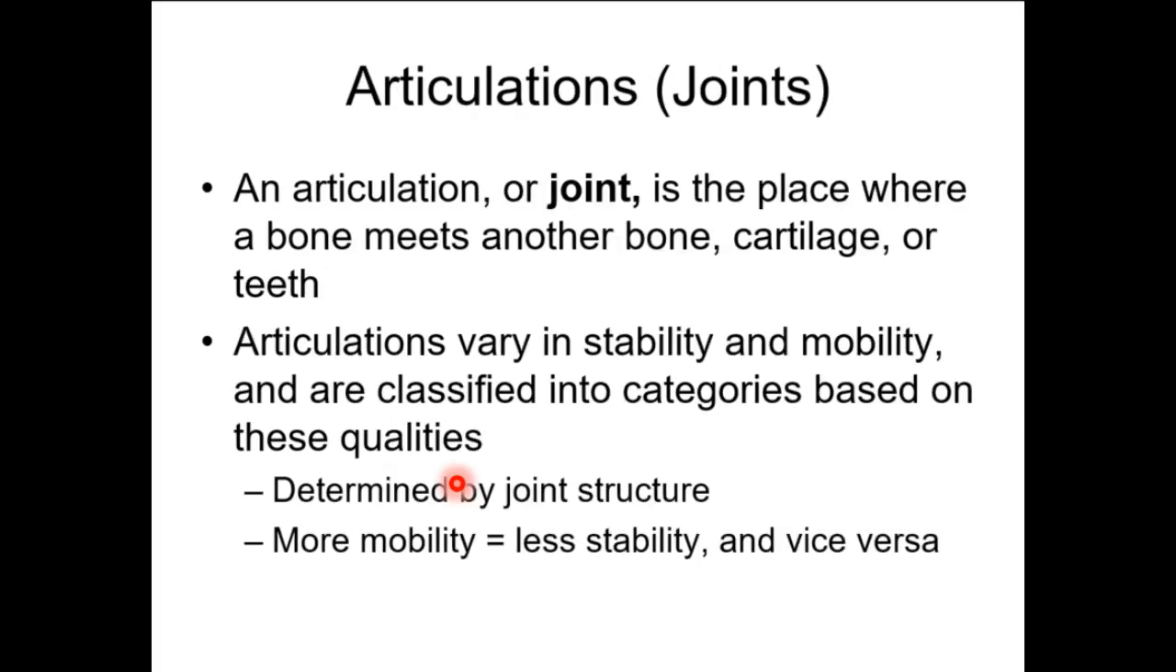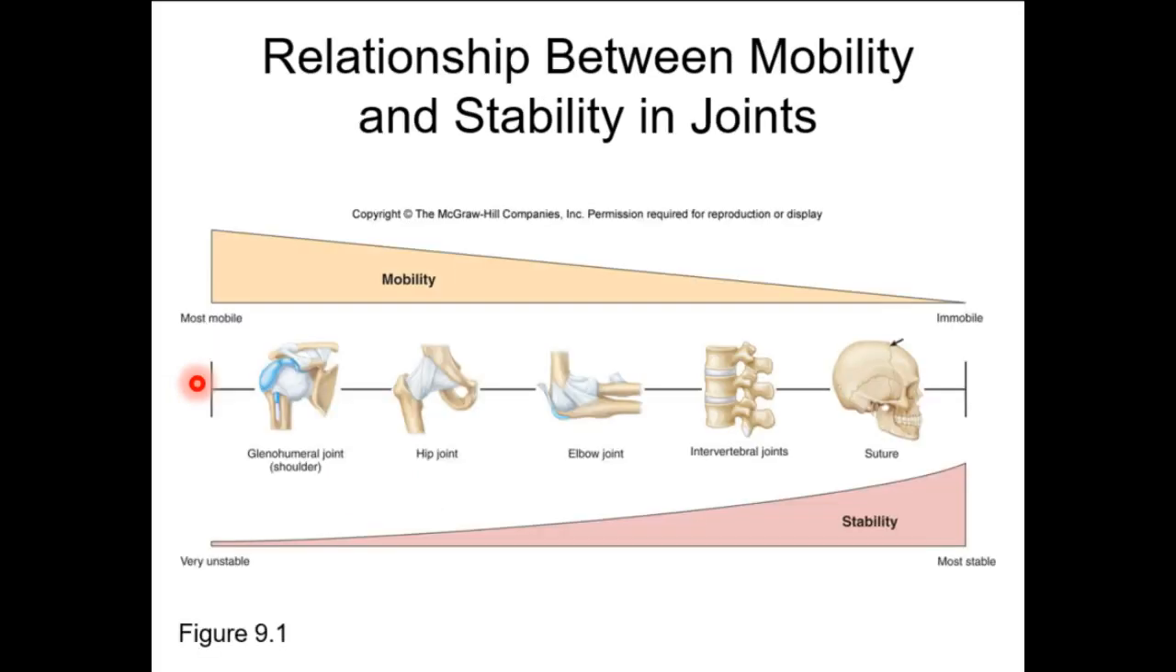So an articulation is a joint. It's a place where bone meets bone, or bone meets cartilage, or just teeth. Teeth have their own special category. Articulations vary in stability and mobility. So you're going to see this chart as your first concept today, and I think it's a pretty intuitive one. The more mobility you have, the less stability you have.